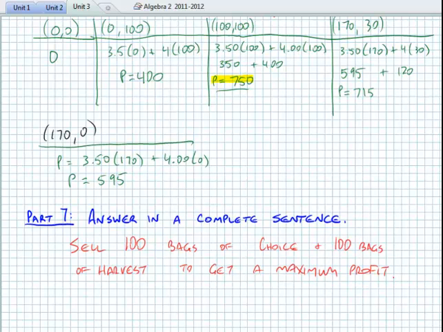Now it won't always be that X and Y match like they did in this one. It just happened that they were both 100. But this is the way. This is the process. So this is the process for solving a linear programming problem. Hopefully you can refer back to this video as we get into more challenging examples.